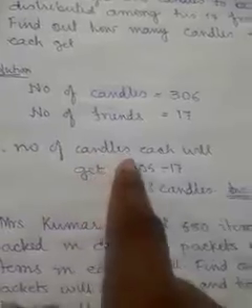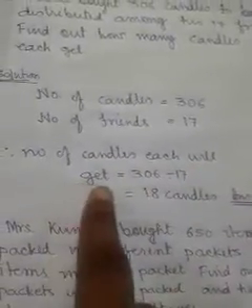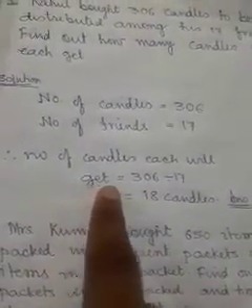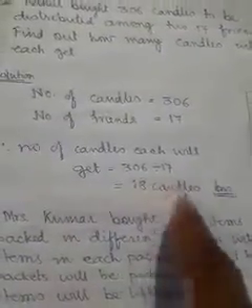So when we divide, we get 18. So then for number of candles each will get, please write the statement while doing. So 306 divided by 17, 18 candles. So this 18 candles is our answer.